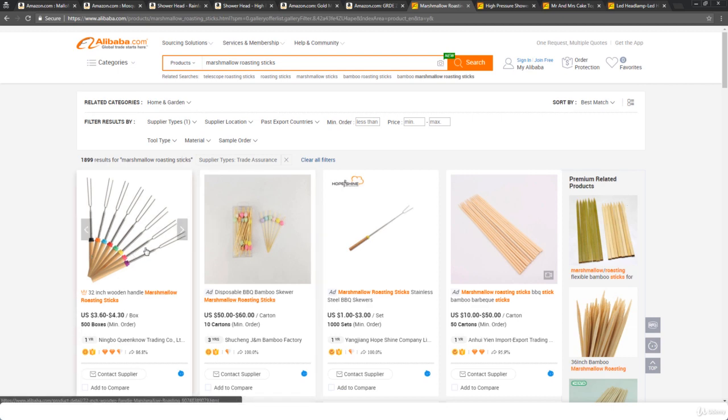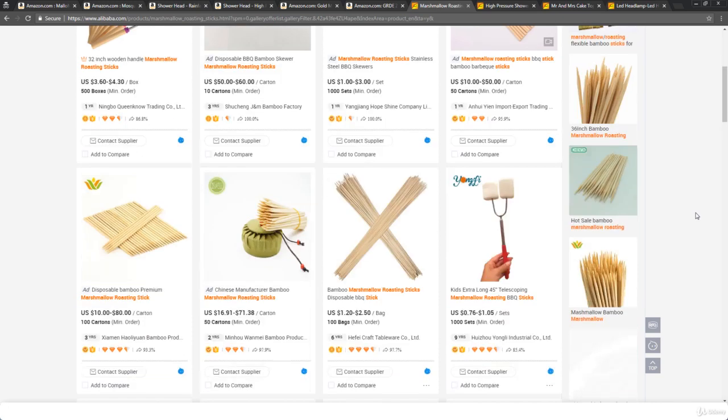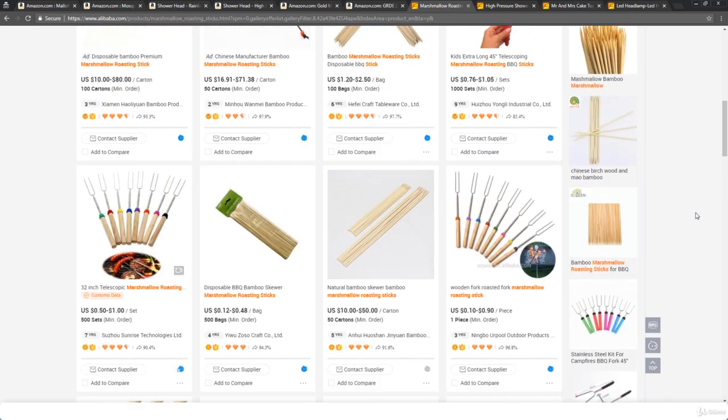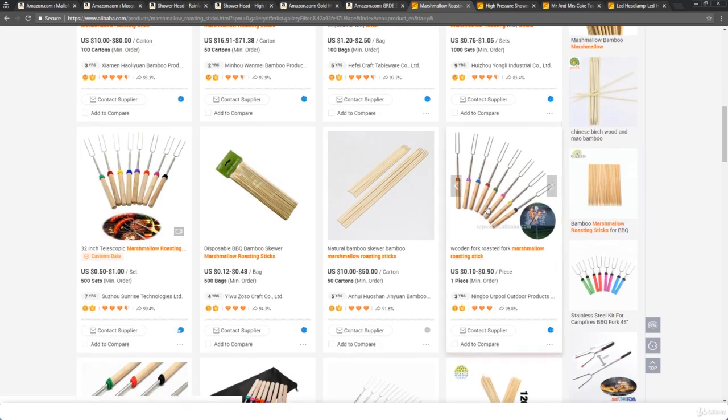Now this is the kind of thing I'm looking for, but let me just scroll down a bit and see if we can find another supplier. This supplier here is selling by the piece, not by the set, so that's no use because that would work out too expensive. This supplier here though is selling by the set. It does say 500 sets minimum order, but a lot of them will let you have a smaller order if you ask. Not all of them, but a lot of them do. So anyway, I'm going to go ahead and click on this one.